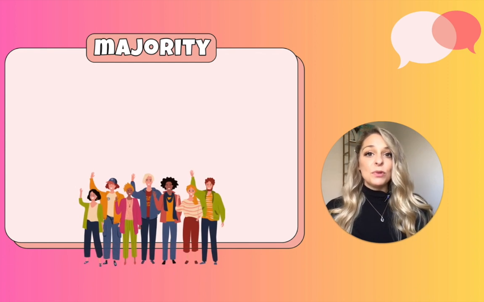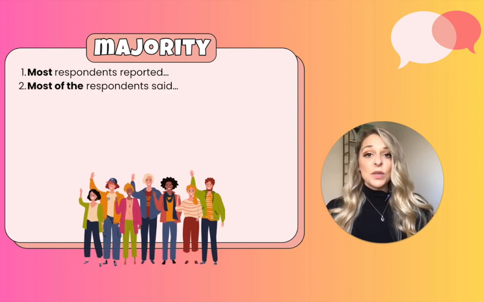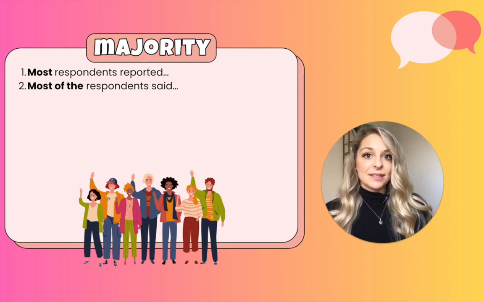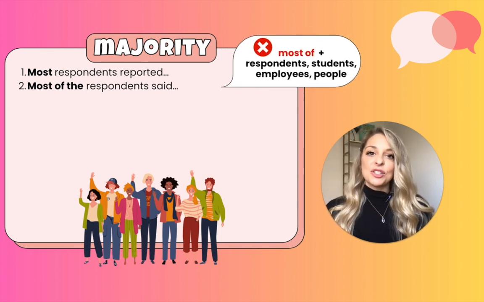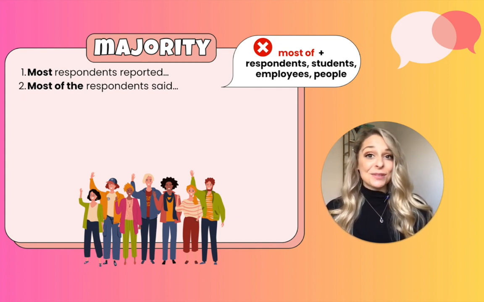Now let's talk about people who are in the majority. First, we can say most. Most respondents reported. Or similarly, we can say most of the respondents said. Now, one big mistake I see my students make is they will kind of combine these two and say most of, but they won't use the word the. They will just say most of respondents, most of students, most of employees, most of people, and that is technically not correct. And even though it's just one little word, it can be very distracting for a reader, so it's important that you either use number 1, just most by itself, or number 2, most of the.